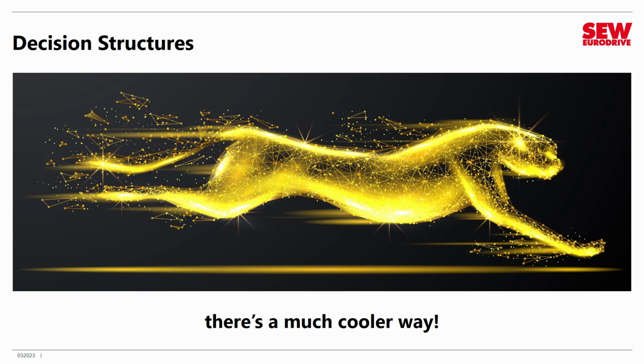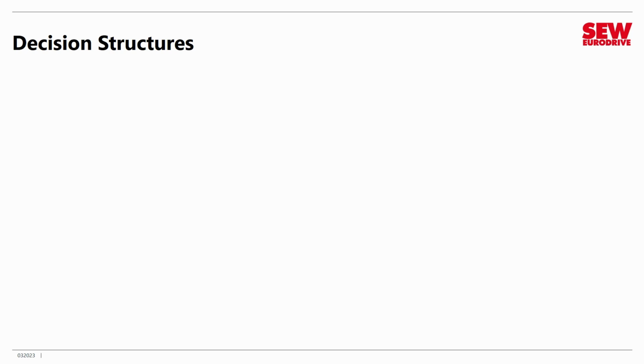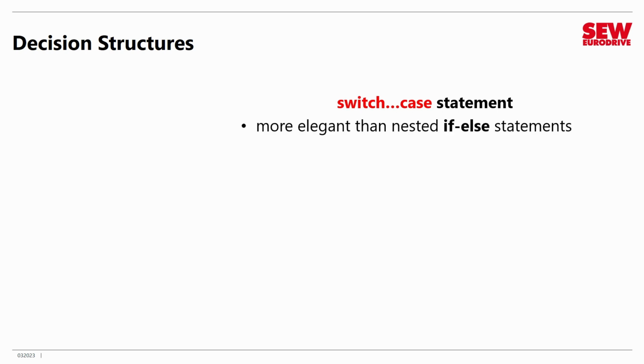As you can guess, there's a much cooler way to do what we've just done. Nested if-else statements do the job, but they're a little bit clunky, especially if you have a big decision structure with a lot of possibilities. So let me show you an alternative that I think you'll like better. All right, this alternative is called the switch case statement, and it's kind of an interesting approach. It's a little better and more elegant than nested if-else statements. It is a little bit quirky, it's got some odd limitations, but it's still pretty usable.